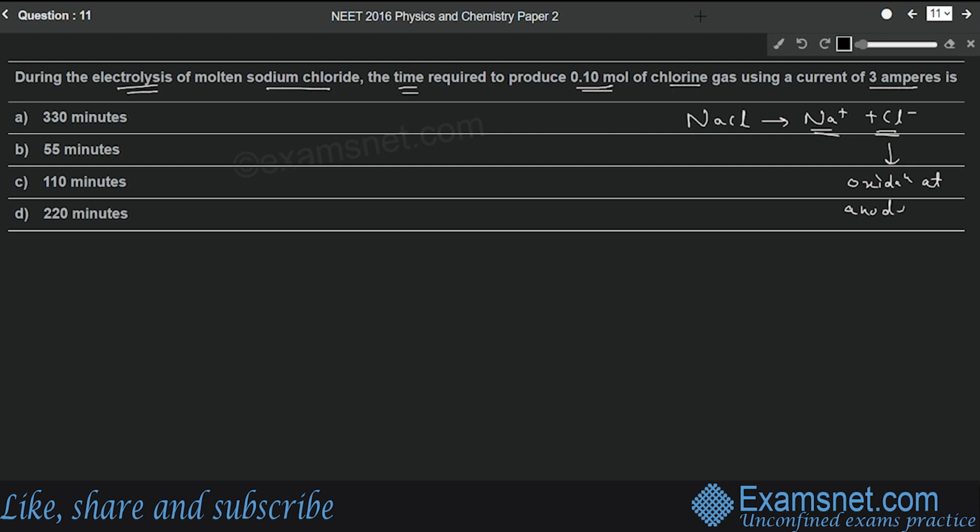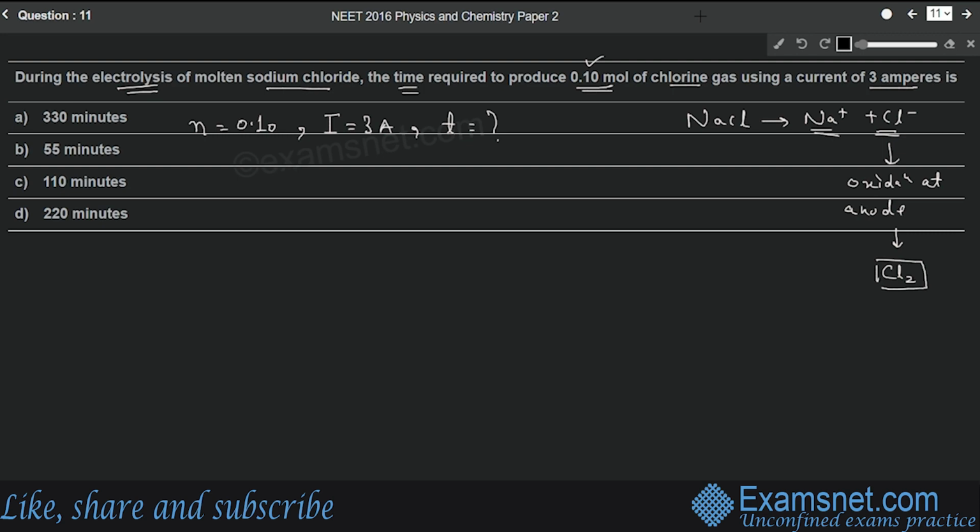And after the oxidation, what do we get? We'll get chlorine gas, that is Cl2. So the amount of chlorine gas liberated is given as 0.10 mole. Okay, so number of moles is given 0.10, and the amount of current passed, that is I, is equal to 3 amperes. We have to find out the time required for this reaction, right?